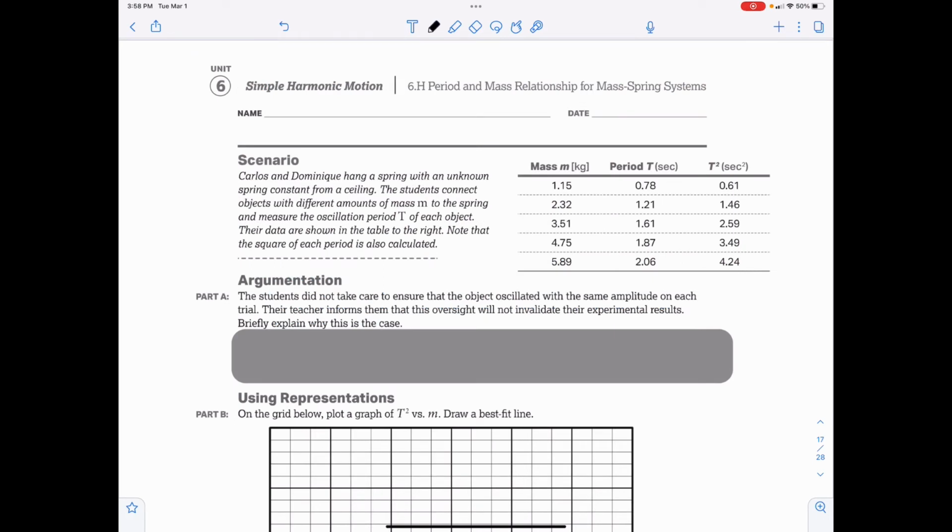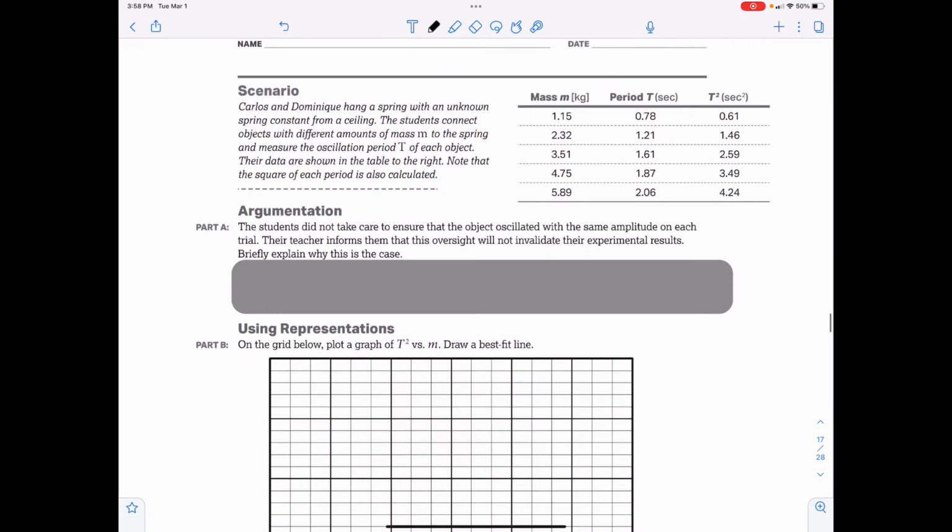AP Physics 1, Unit 6, Simple Harmonic Motion. Activity H, Period and Mass Relationship for Mass Spring Systems. Please remember to pause or rewind the video as necessary. Let's begin. In this scenario, Carlos and Dominique hang a spring with an unknown spring constant from a ceiling. The students connect objects of different masses m to the spring and measure the oscillation period T for each object. The data is shown to the right. Note that the square of each period is also calculated.